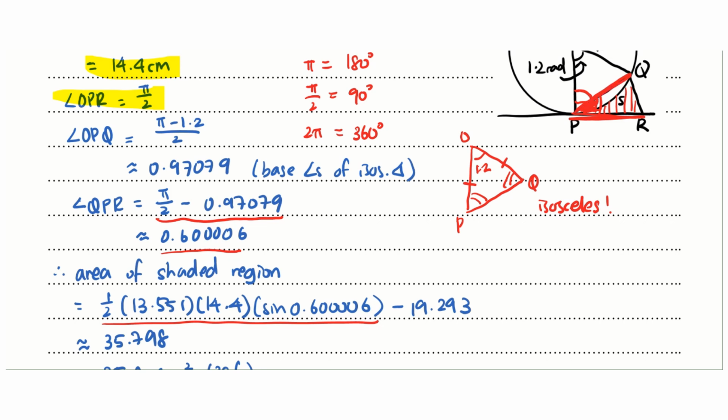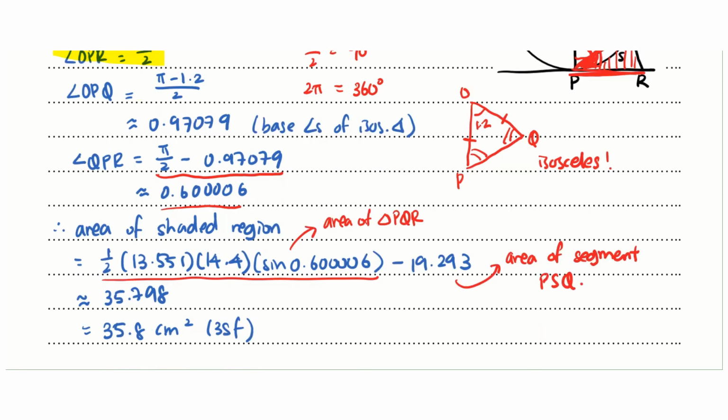Then we minus away the area of the segment. Let me just write down the instruction here first. This is the area of triangle PQR, and over here is the area of segment PSQ to be exact. Then keying that into the calculator, we will get 35.8 cm squared when rounded to 3 significant figures.